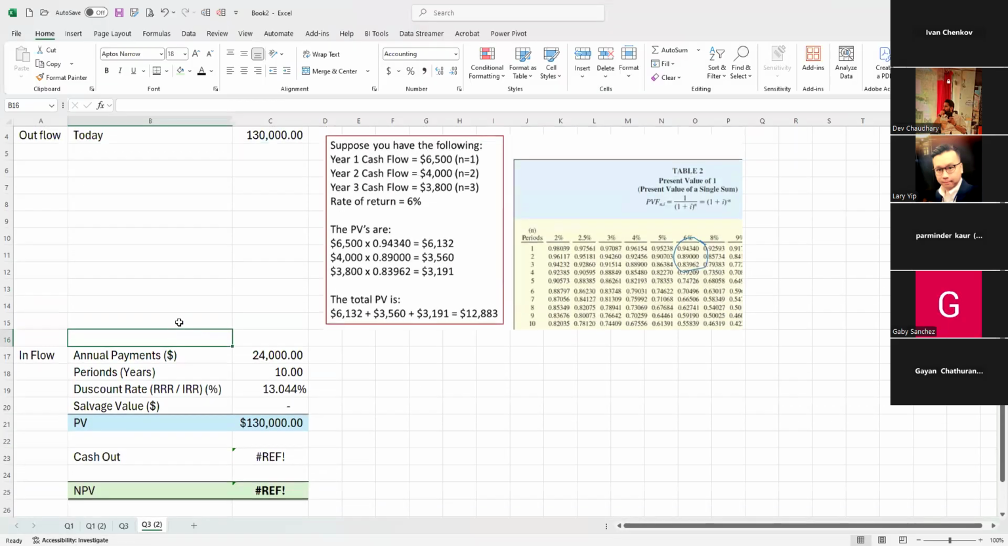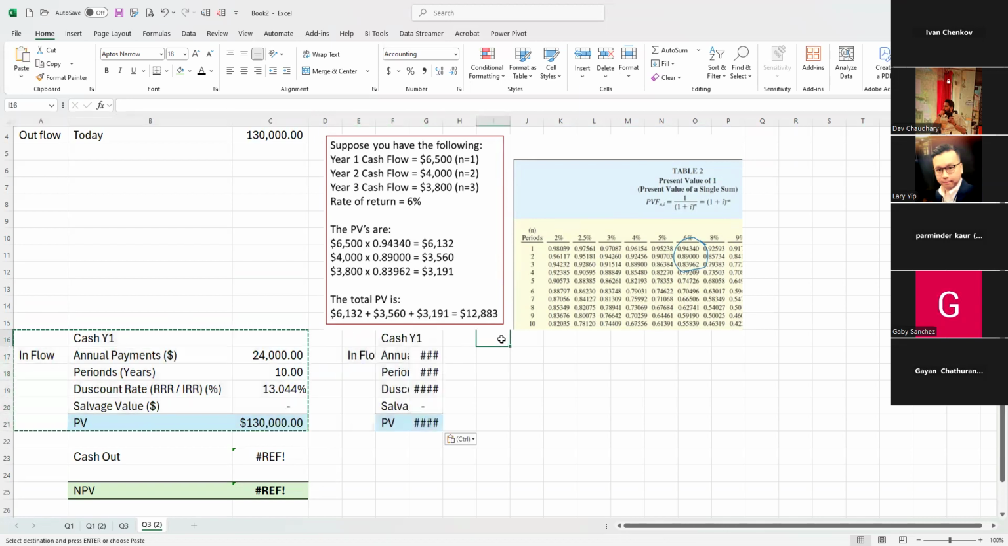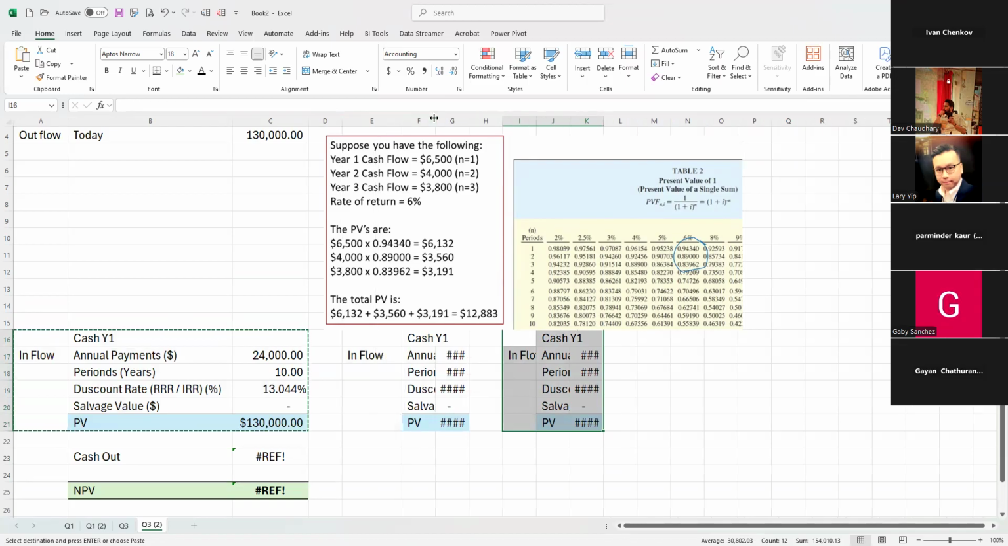So we have the first cash flow, year one, and then we're going to have cash flow year 2, and we're going to have cash flow year 3. Some adjustments here.